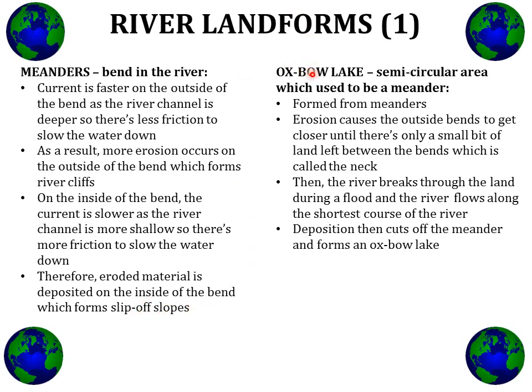Therefore, eroded material is deposited on the inside of the bend, which forms slip-off slopes. Now, an oxbow lake, which is a semicircular area which used to be a meander. So they're formed from meanders, and erosion causes the outside bends to get closer until there's only a small bit of land left between the bends, which is called the neck. Then, the river breaks through the land during a flood, and the river flows along the shortest course of the river. Deposition then cuts off the meander and forms an oxbow lake.